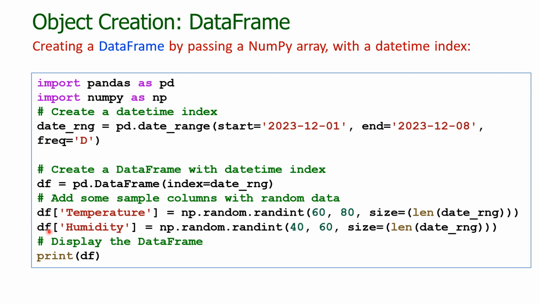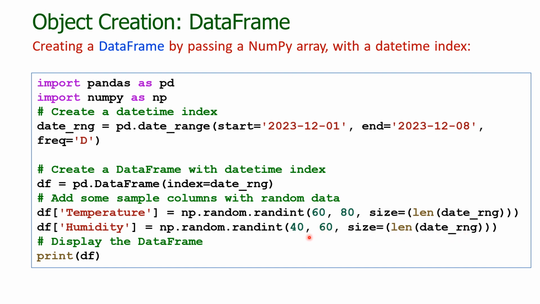And again, the same is the case with humidity also. So df of humidity, that means we are trying to create another column whose label is humidity, and we are generating the same set of 8 values by using size equal to length of date_range.